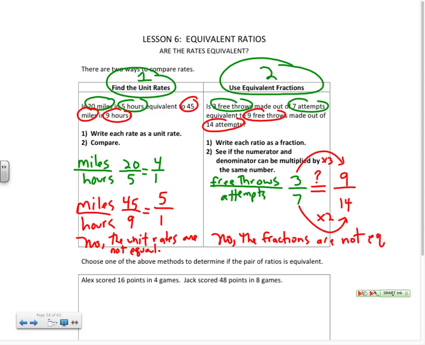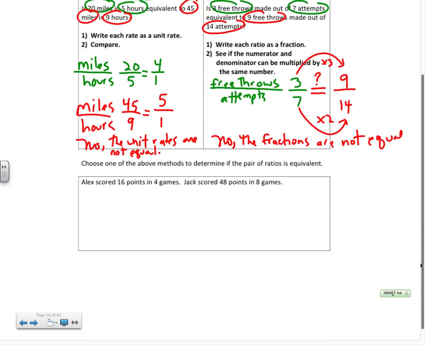Okay, let's look at the example below and see if we can figure out what method would work best for us. You can choose whatever method you like. Choose one of the methods above to determine if the pair of ratios is equivalent. So Alex scored 16 points in 4 games. Jack scored 48 points in 8 games. So let's look at Alex first and then compare his points to Jack's.